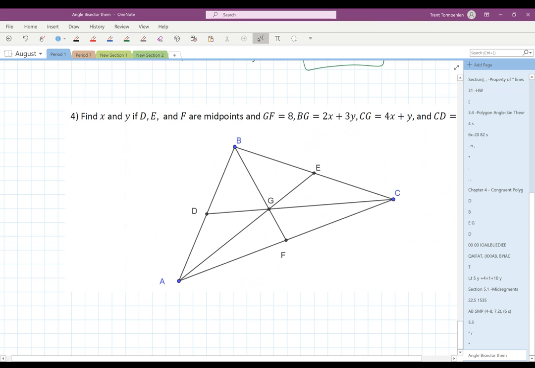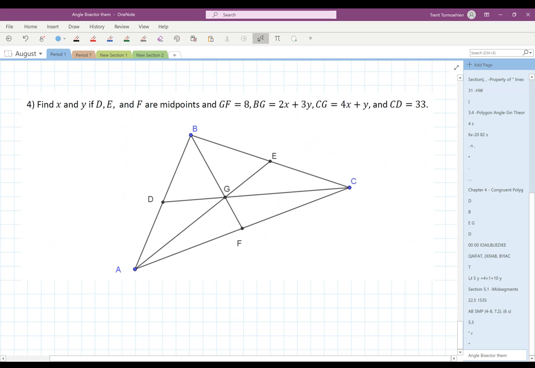All right, finally, in a problem like this, we remember what the centroid theorem was. We know this is a centroid because D, E, and F are midpoints. So that tells us that we've got a centroid. And we had a theorem about the centroid that said the distance from the centroid to a midpoint is half the distance from the centroid to a vertex, or vice versa. The distance from a vertex to the centroid is twice the distance from the centroid to the midpoint.